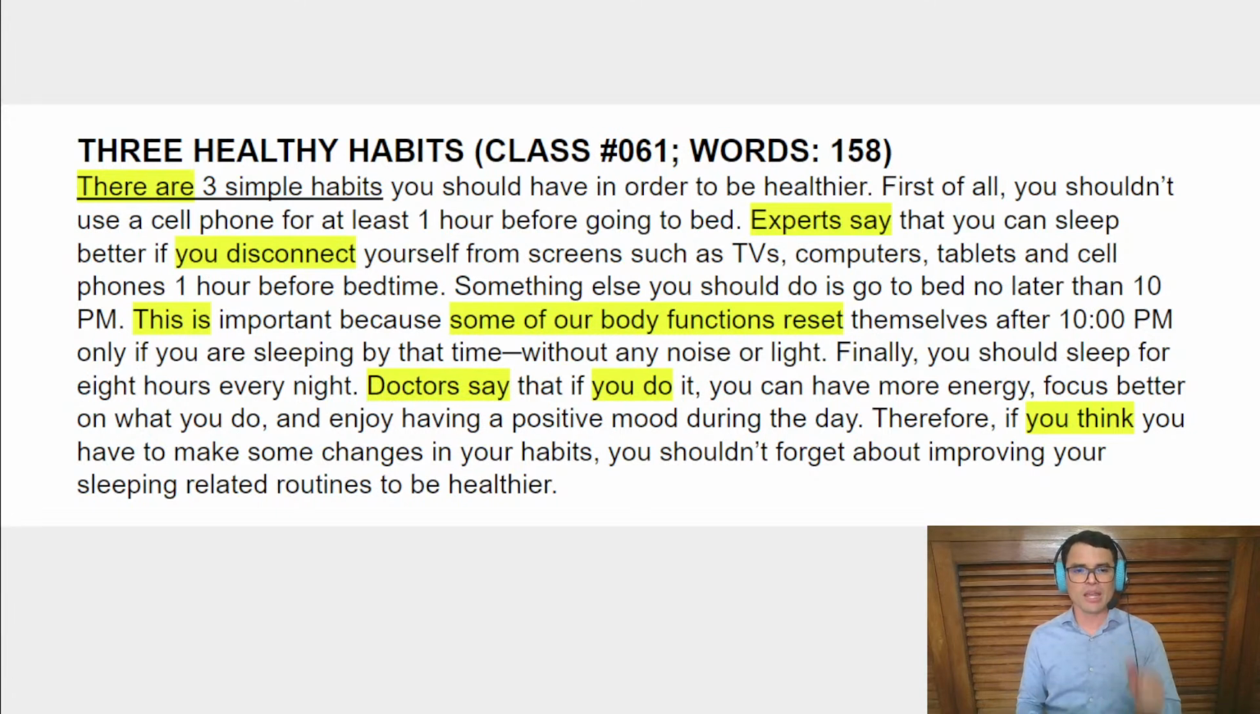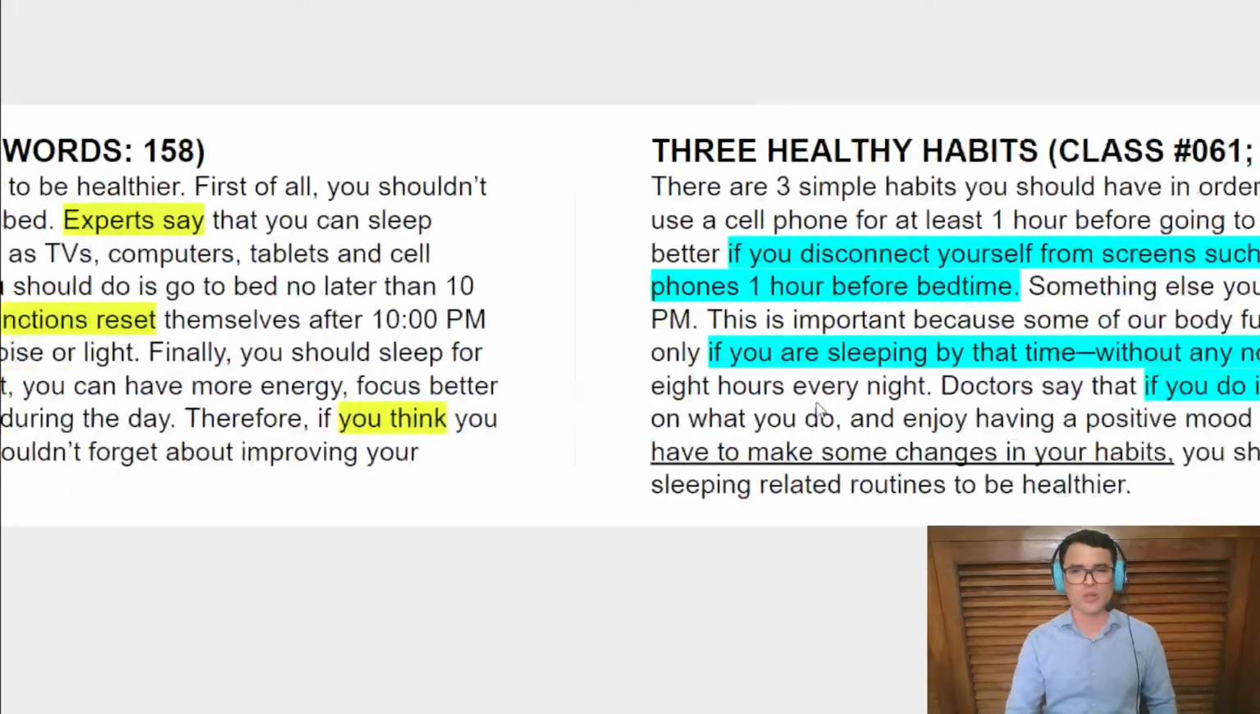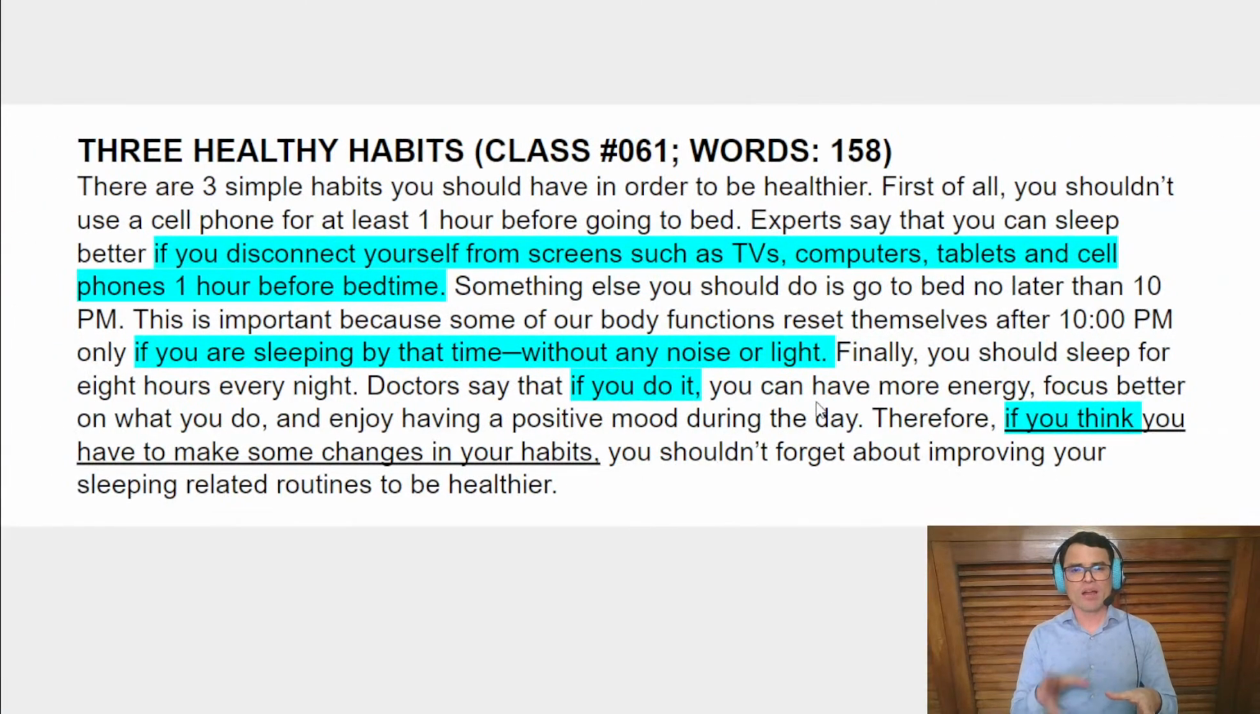verb is. Next, some of our body functions reset. Subject, some of our body functions, verb, reset. Next, doctors, verb, say. Next, subject, you, verb, do. Next, subject, you, verb, think. So here we're using the simple present to talk about facts. Okay? Now, here we have one, two, three, four examples of conditionals.